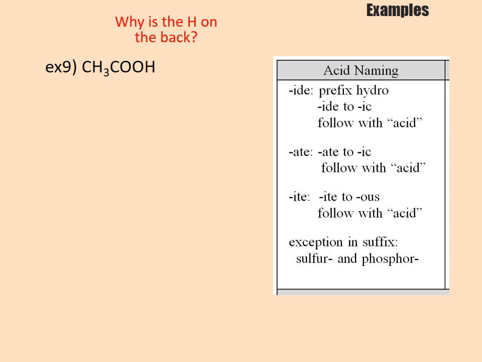This is an organic acid that is very popular in chemistry, so we have to be familiar with it. Organic chemists like to write the formula the way that the elements are bonded to one another. If I were to draw this formula, it would look like this. The first C is connected to 3 H's. The second C is connected to an O and an OH. So they place the H at the back because that is where it is connected to the molecule.